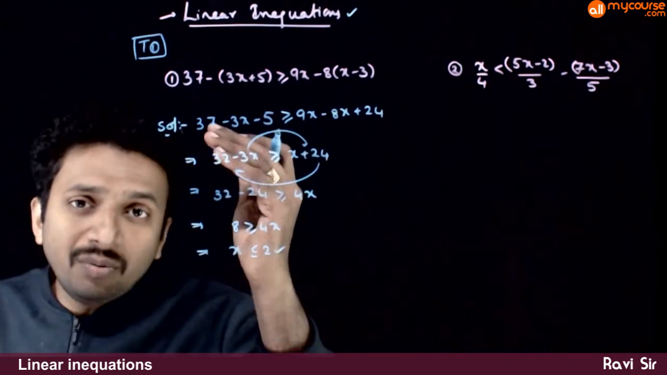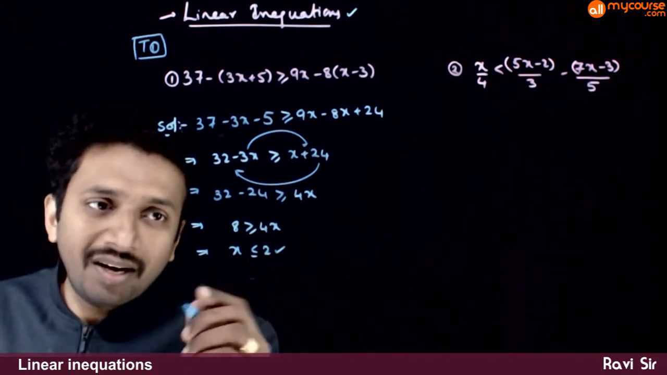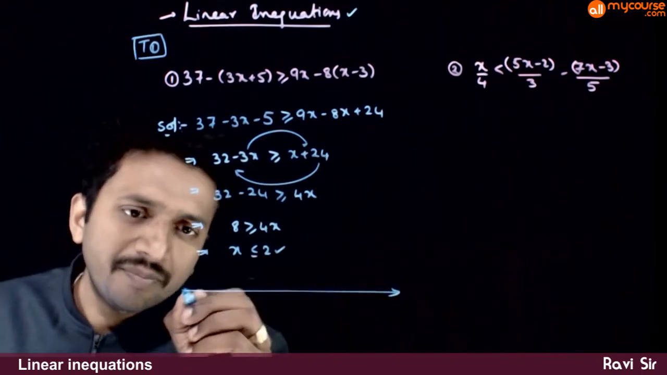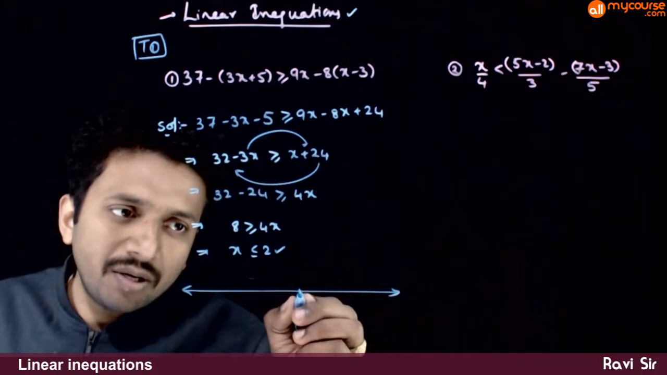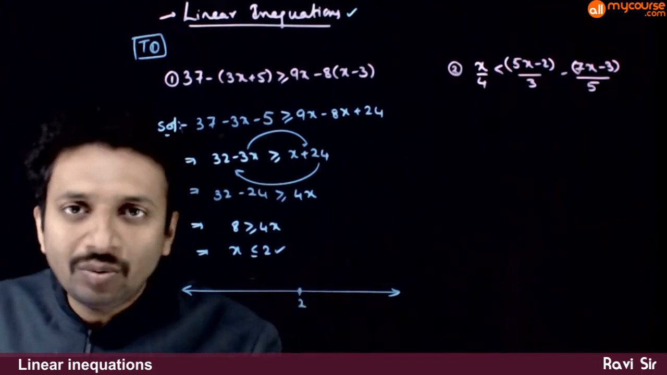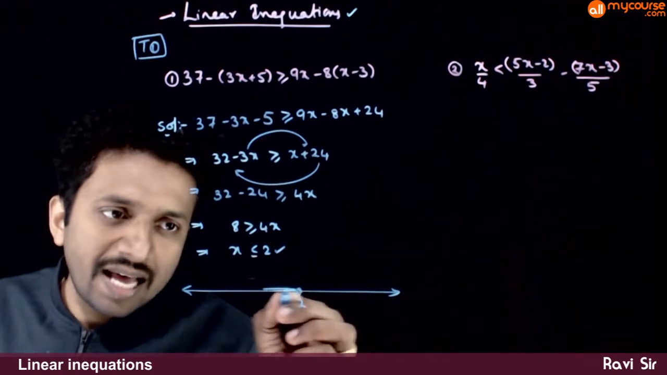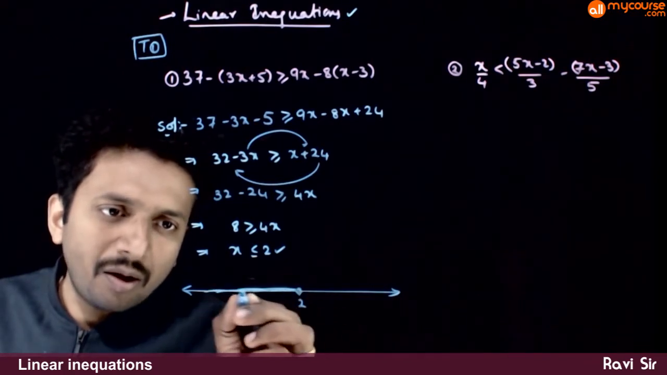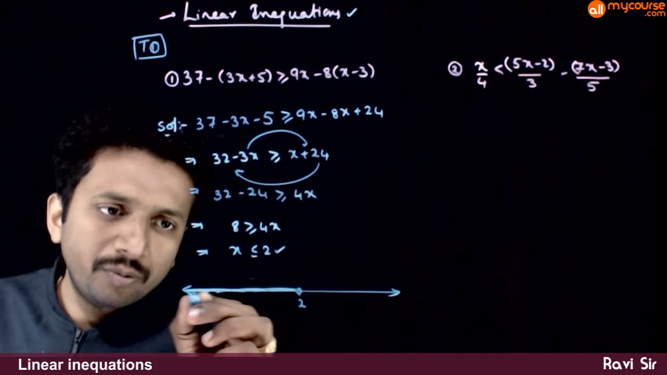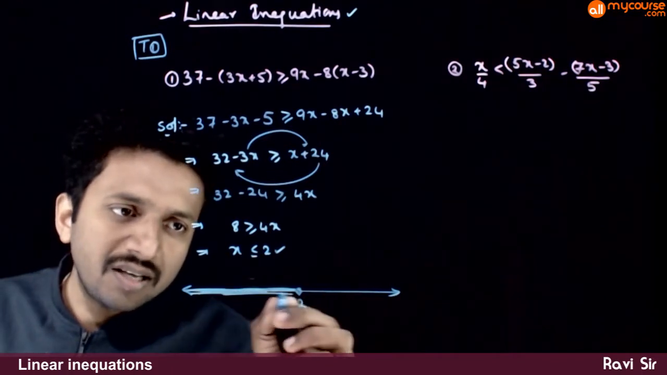And if you are asked to plot this solution on a real number line, you draw the real number line. x is less than or equal to 2. Assume that this is 2. So my solution is, I just darken the number line on the left side of 2. So this is my solution.